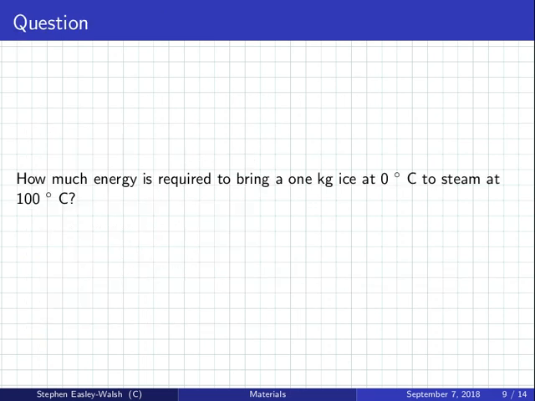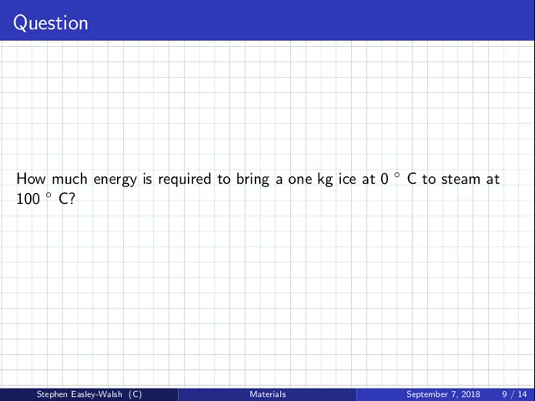Okay. Here's one I want you to try. I want to know how much energy you need to change 1 kilogram of ice at 0 Celsius to 1 kilogram of steam at 100 Celsius.